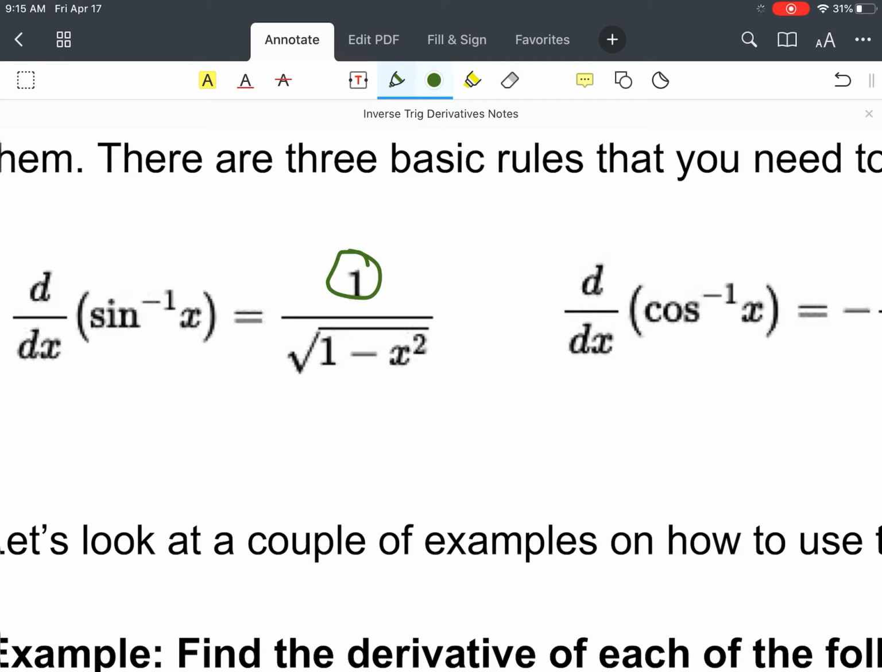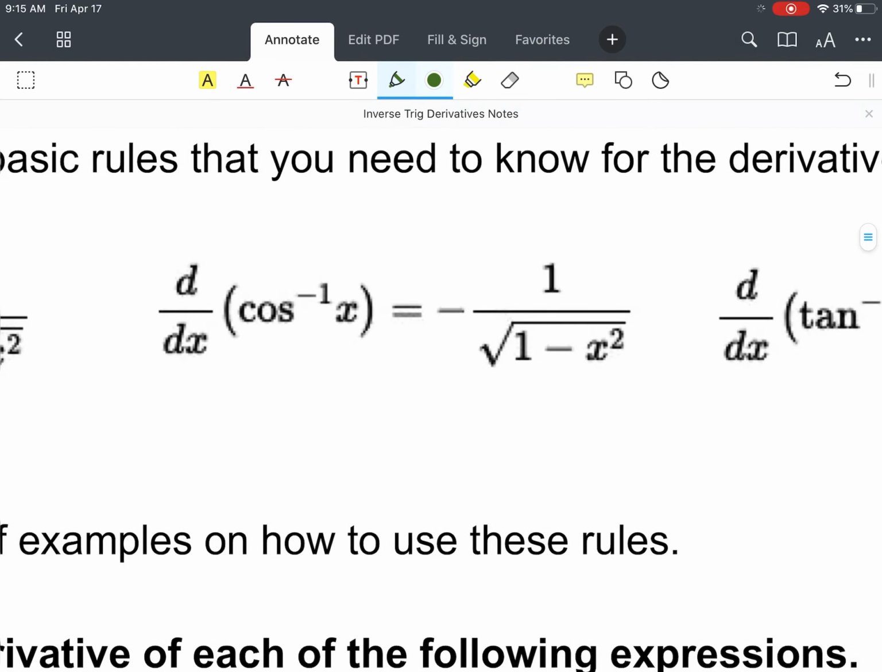Now, here's the thing. This 1 right here is the derivative of this, okay? So really what we should say is that the derivative of arc sine of x is x prime over the square root of 1 minus x squared, okay? Because x could be a bunch of different stuff in there. It doesn't have to just be an x.